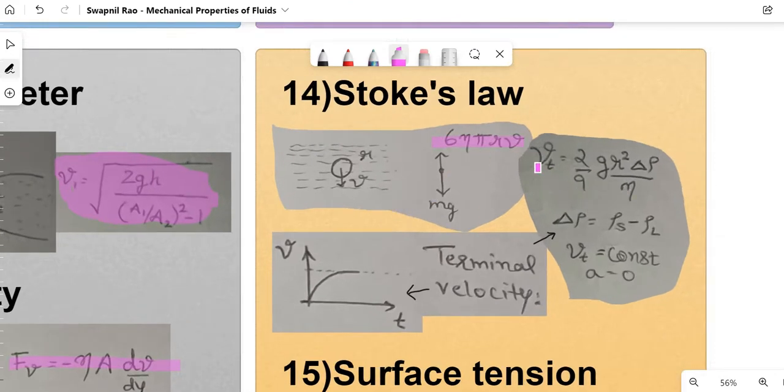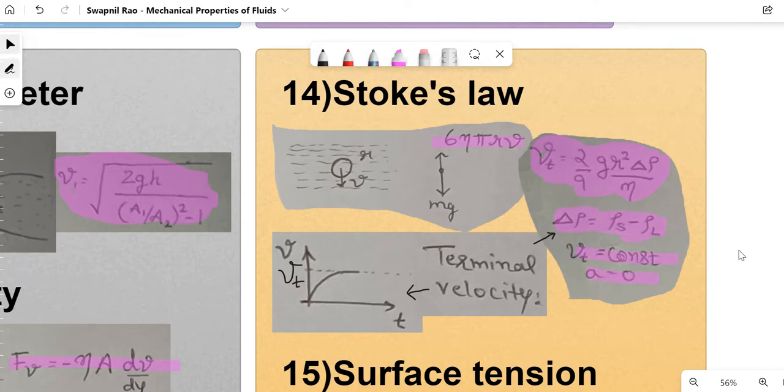I'm highlighting it. And after a point, it will get this constant velocity called terminal velocity. And as you can see in the graph, it will be constant, which means if you extrapolate it, the velocity that you get over here would be terminal velocity vt. So this velocity over here is going to be given by this formula: 2 by 9 g r square delta rho divided by eta, where delta rho is equal to density of solid minus density of liquid, and this is going to be an obvious concept. If vt is equal to constant, a is going to be 0.